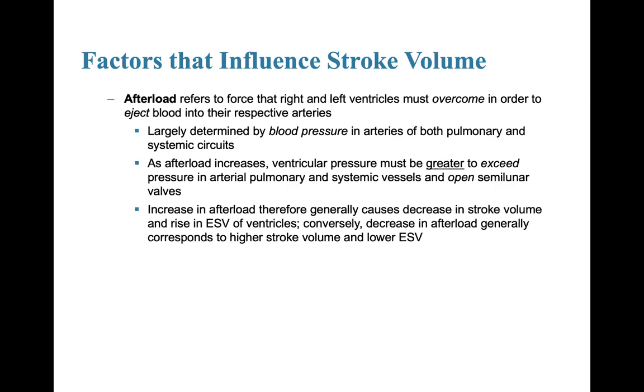This is largely determined by blood pressure in the arteries for both pulmonary and systemic circuits. As the afterload increases, ventricular pressure must be greater to exceed the pressure in the arterial, pulmonary, and systemic vessels, and open the semilunar valves. The only way those valves will open is if the pressure is greater in the ventricles than it is on the opposite side. An increase in the afterload, therefore, generally causes a decrease in the stroke volume and a rise in the end systolic volume of the ventricles. Conversely, a decrease in the afterload generally corresponds to a higher stroke volume and a lower end systolic volume.